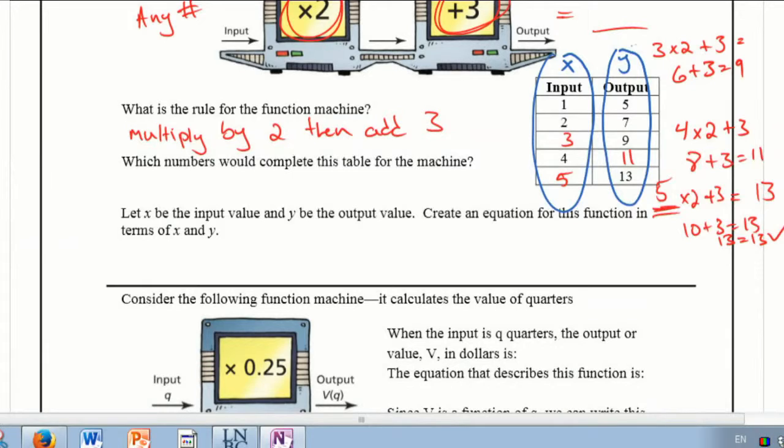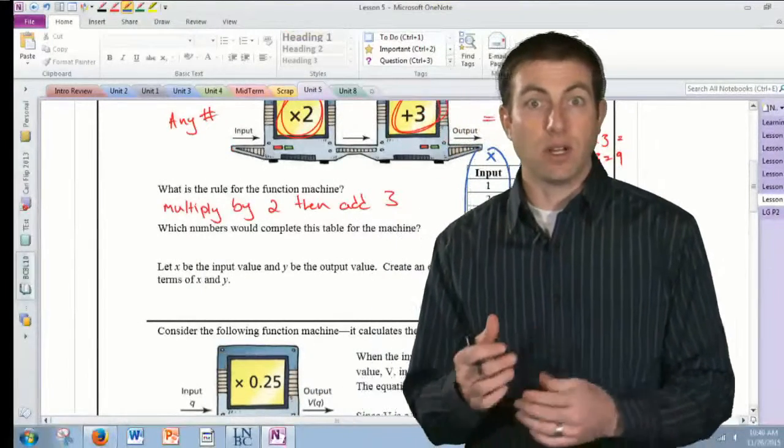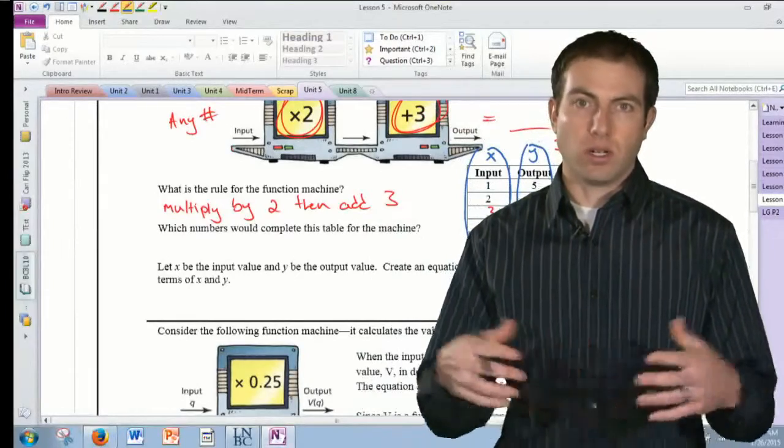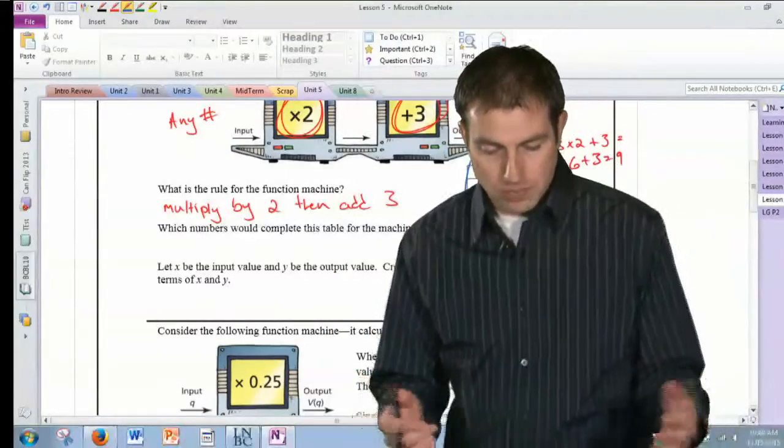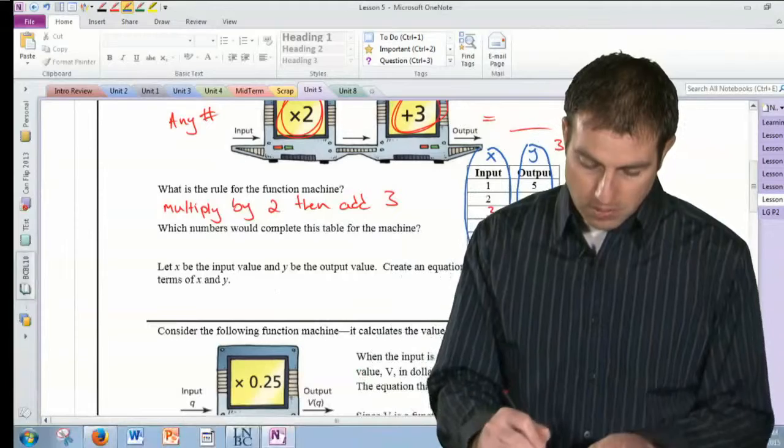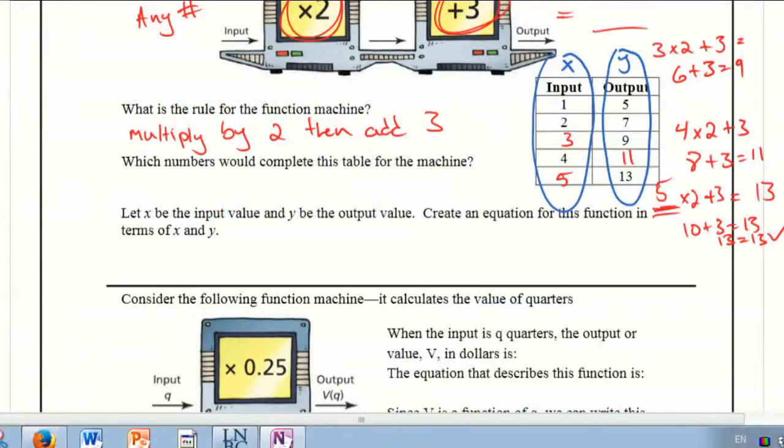So if I put an input of like 3,000 in, would the output work? Or if I put an input of minus 22 in, what's the output going to be? So I need an equation that's going to work for all values of this function. So this function is going to just work all the time. So an equation, what we're doing is we're taking something and we're multiplying it by 2. And then we're going to add 3 to it. And that something is going to be our input. So that's going to be our x.